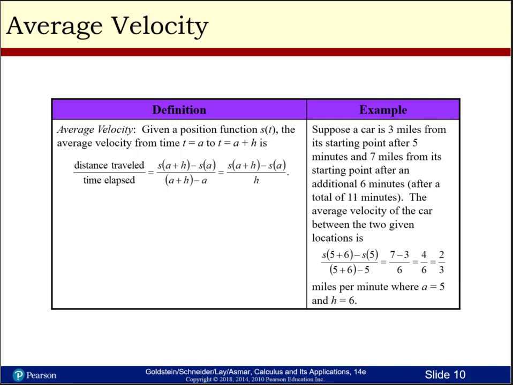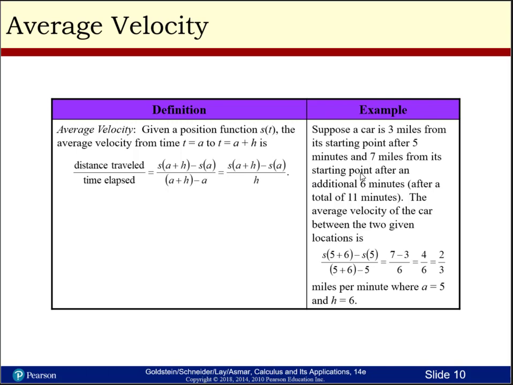Average velocity. Given a position function s of t, the average velocity from t equals a to t equals a plus h is just this same slope. It's the distance traveled over the time elapsed. So it's my y values over my x values, and this plus h is just a little bit more. It means some point, but with a little bit more.